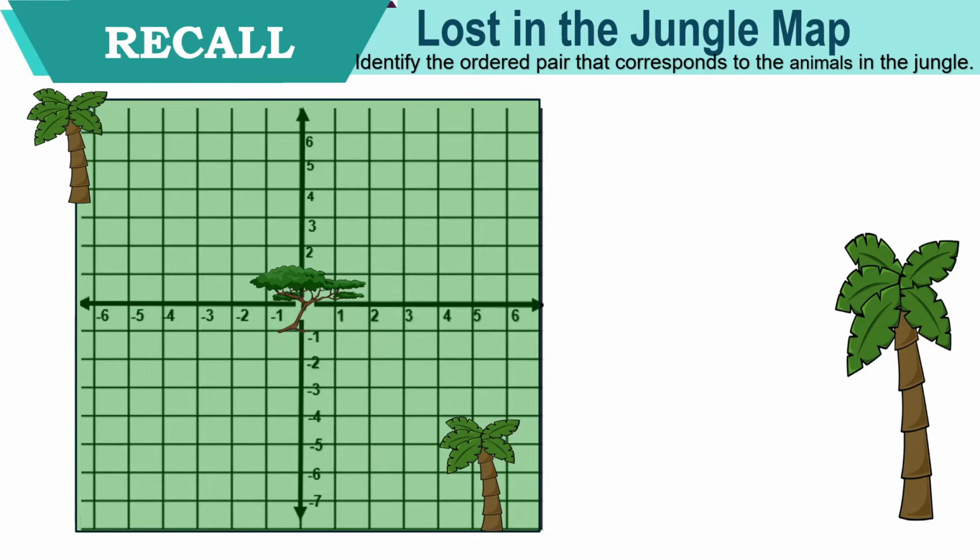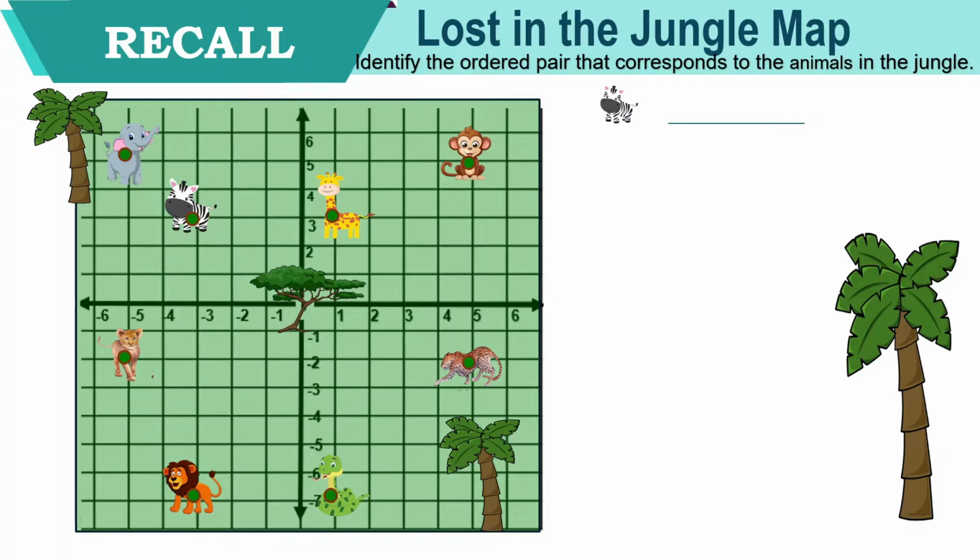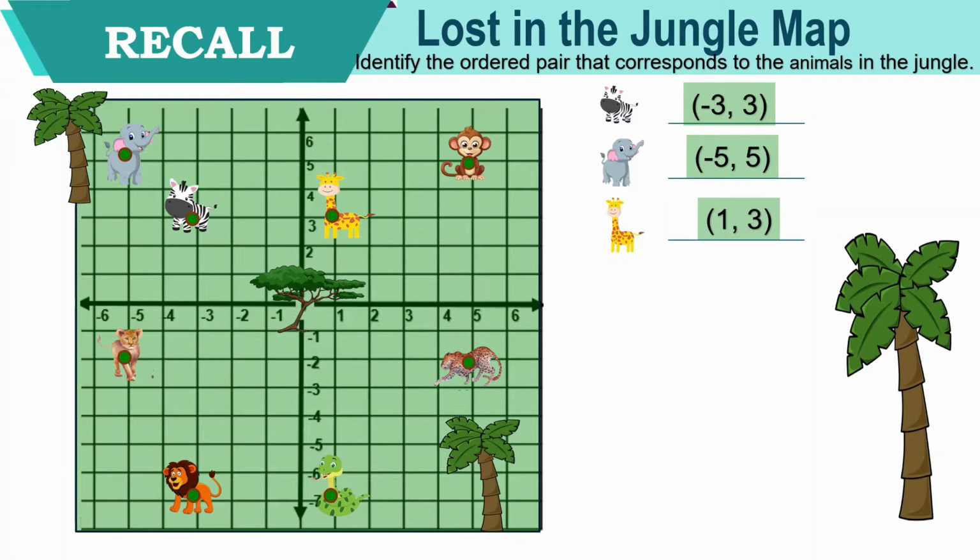Now, let us continue with our review on identifying points on the Cartesian plane. Here we have points represented by each animal lost in the jungle map. And I want you to give the coordinates of each animal. Let's start with the zebra. The zebra is at negative 3, 3. How about the elephant? It is at negative 5, 5. How about the giraffe? It's at 1, 3. Great job.